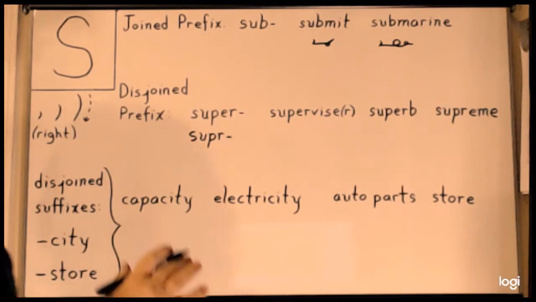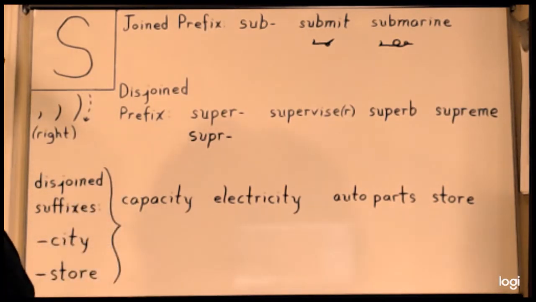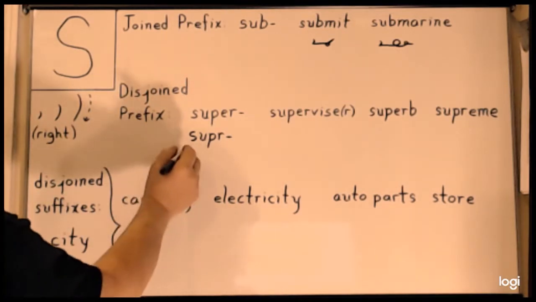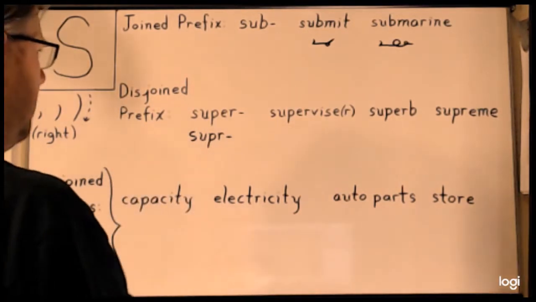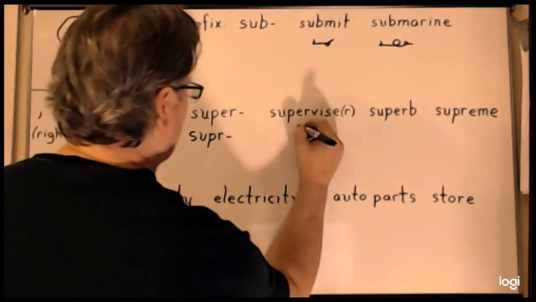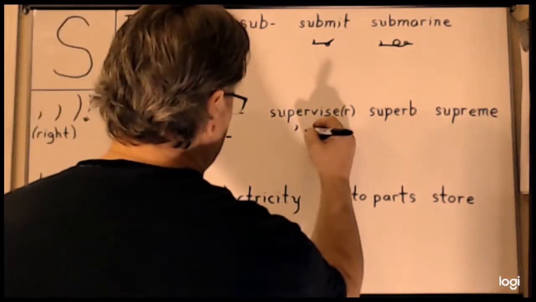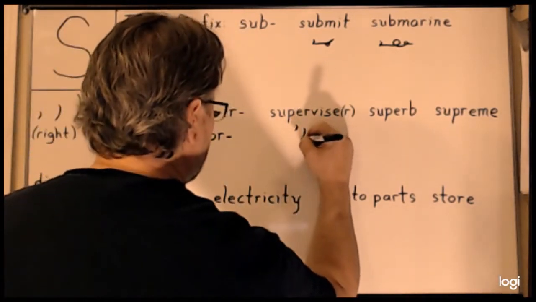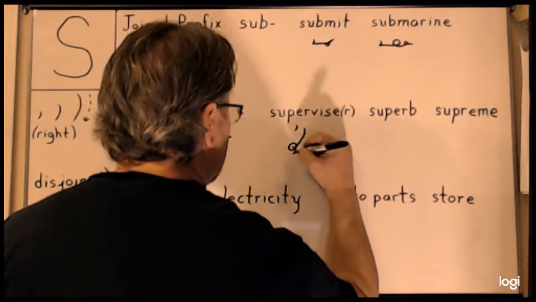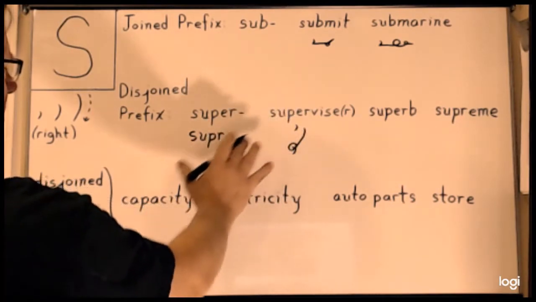Now the right S can also stand for the disjoint prefix super, or the letter combination SUPR. So when we write supervise or supervisor, we'll write the right S, and then next to it a V, long I, and S. And this word means both supervise and supervisor.